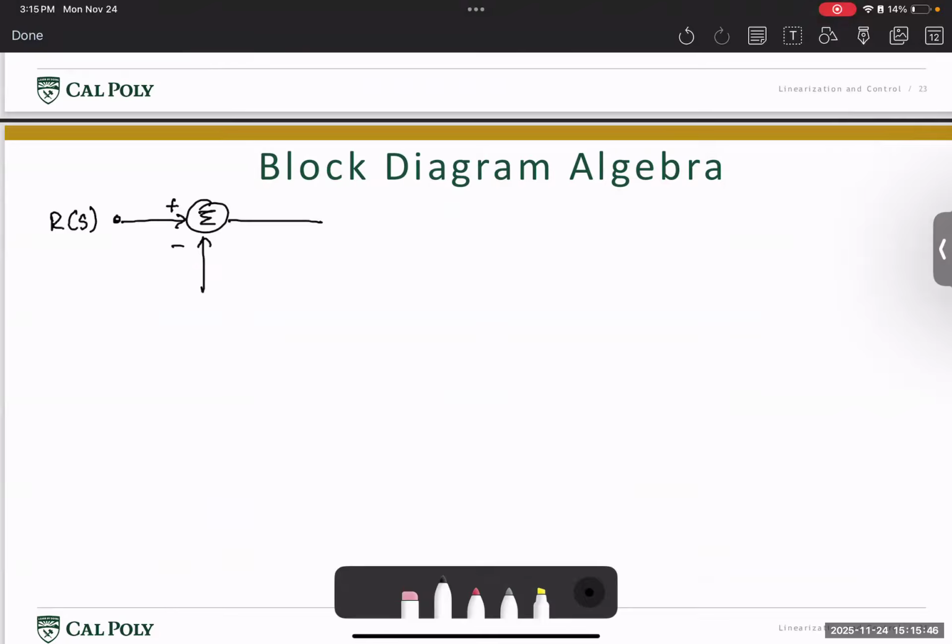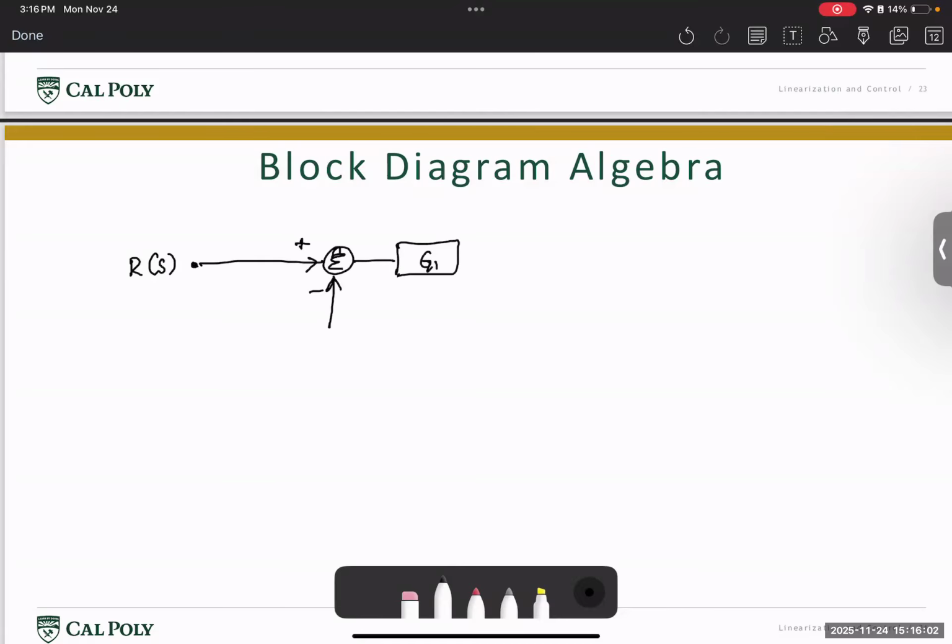I'm going to write it below, so I'm going to erase it here just so I have more space. So I have an R of S that goes into a summation block. We have plus, and then we have a minus here. This goes through a gain I'm going to call G1. And then this has another summation block here. Here, both times it is plus. This goes to a gain G2.